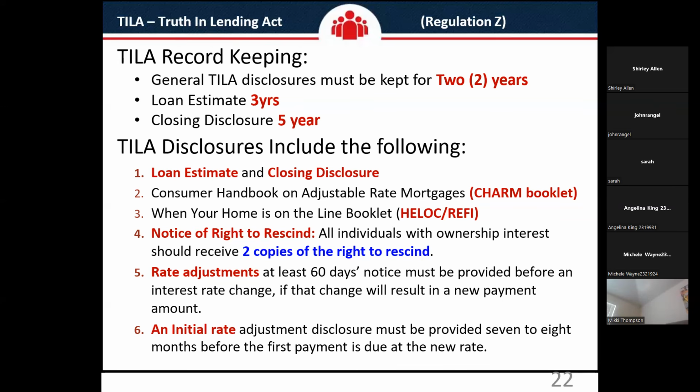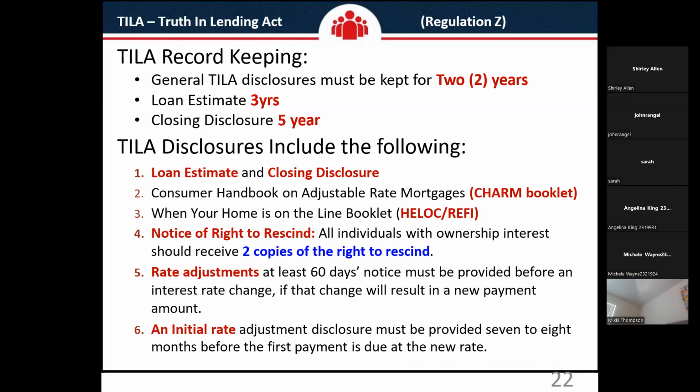TILA disclosures include the following items. There's the LE, loan estimate, and the CD, closing disclosure. There is a consumer handbook on adjustable rate mortgages, a CHARM booklet is what they call it. There is a "When Your Home Is on the Line" booklet. That one is for HELOCs, home equity lines of credit, and refis.